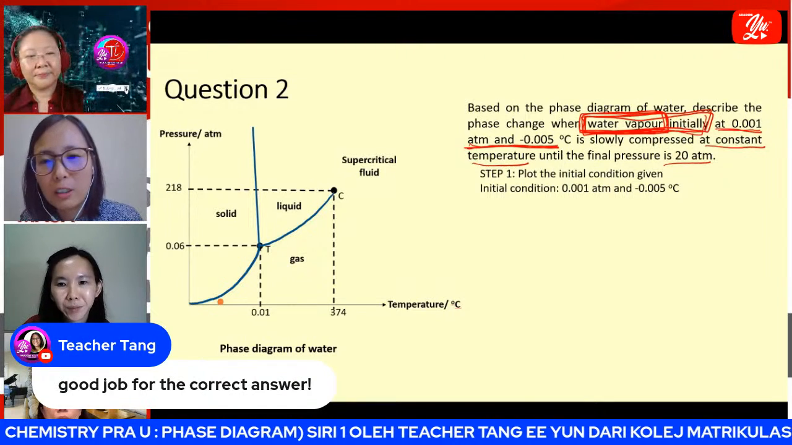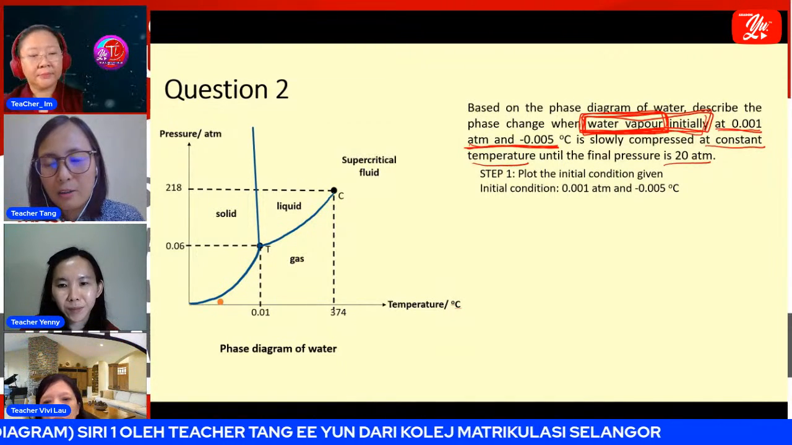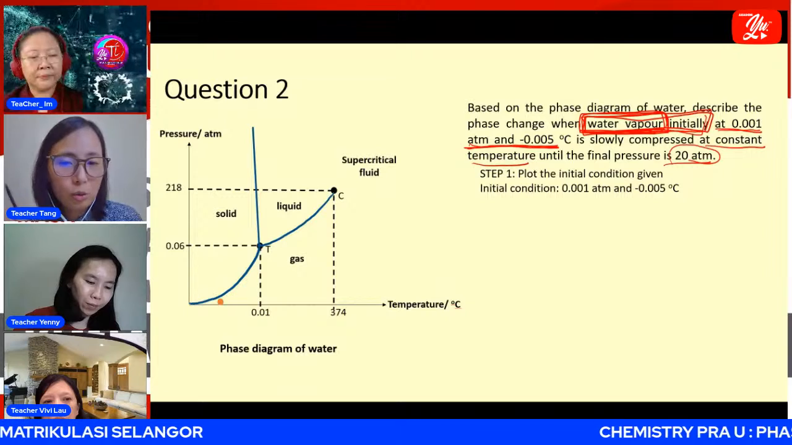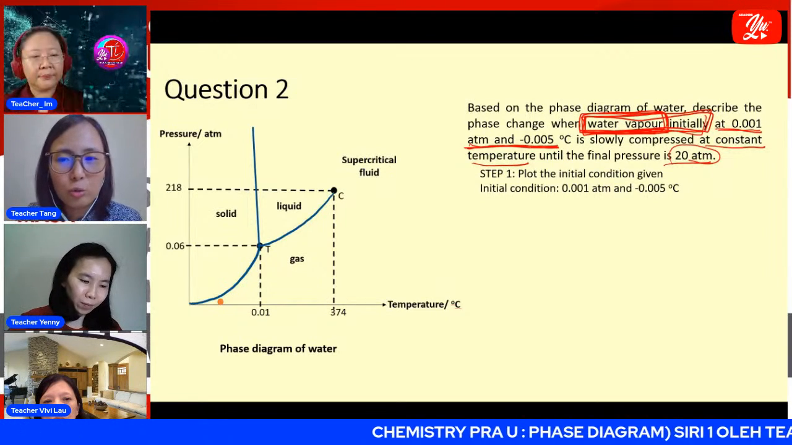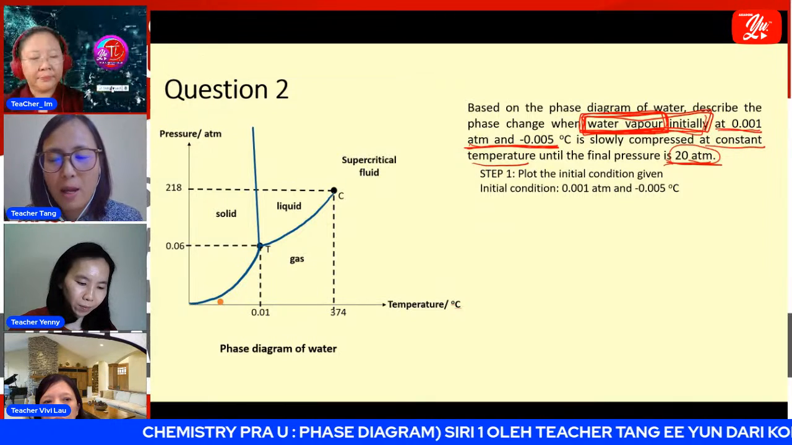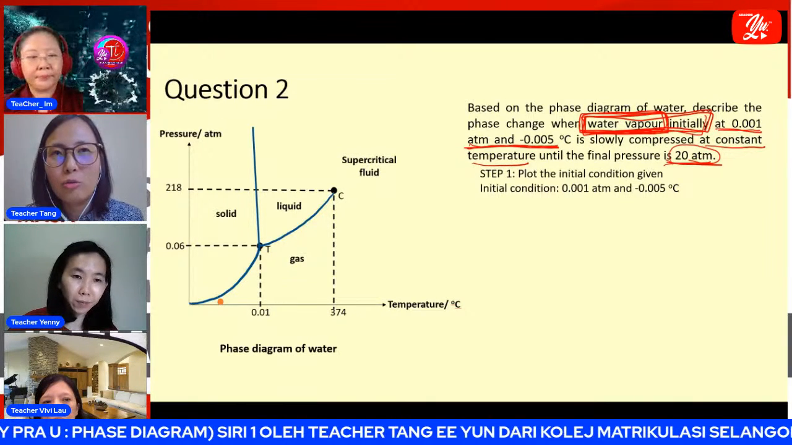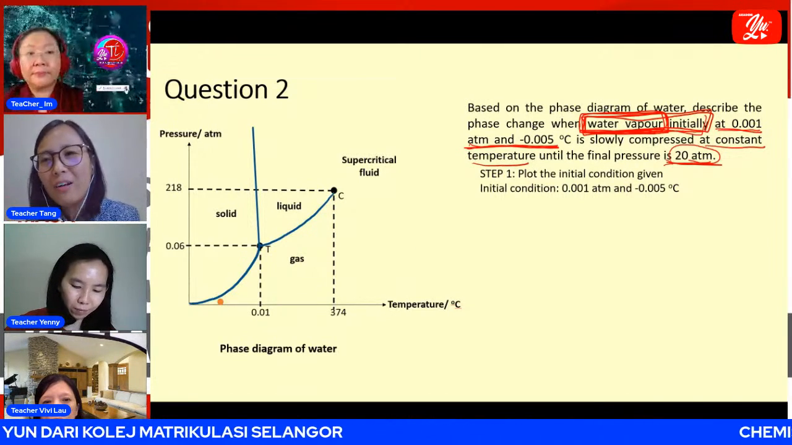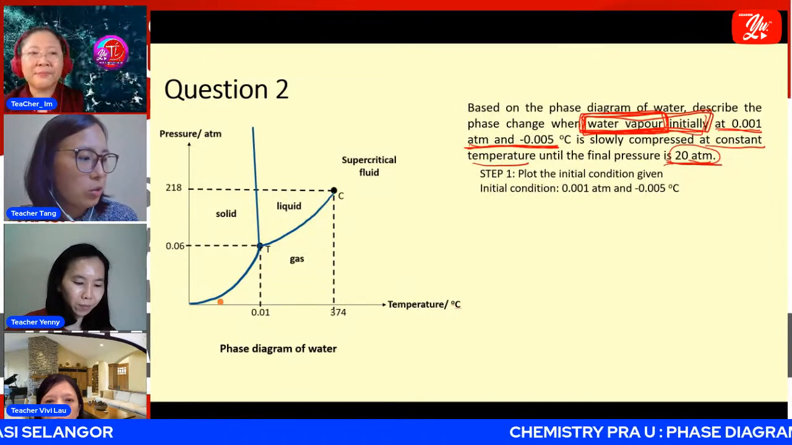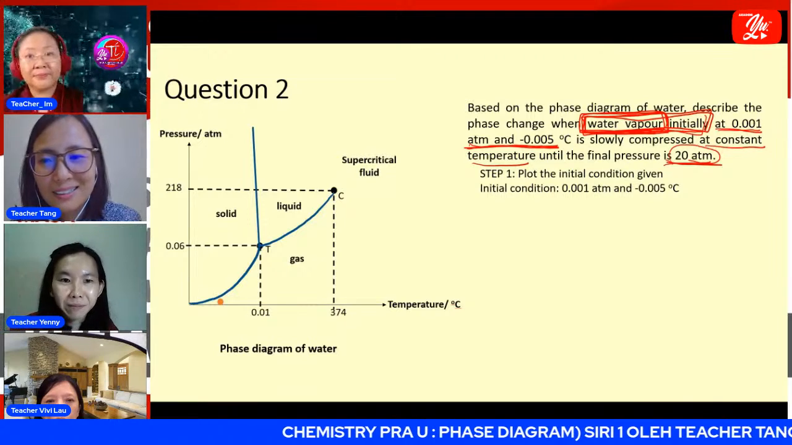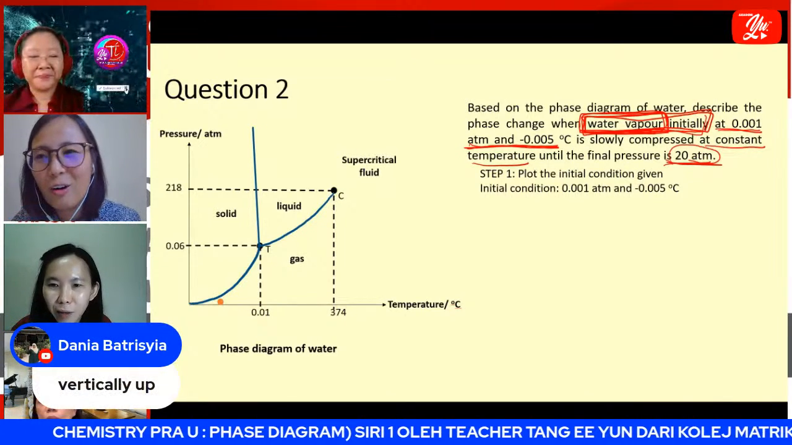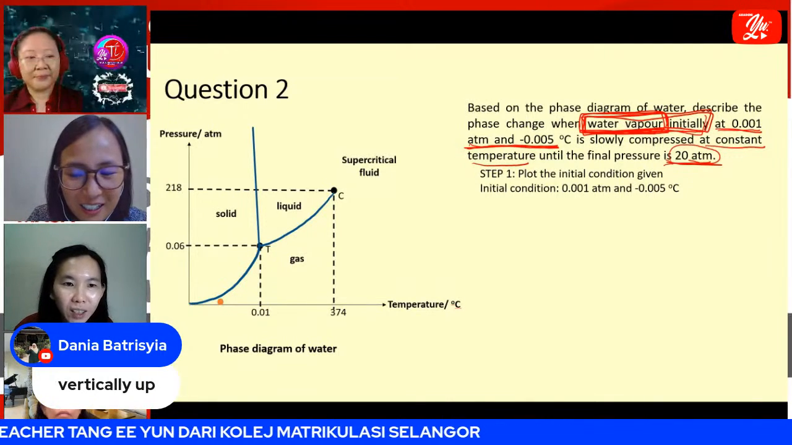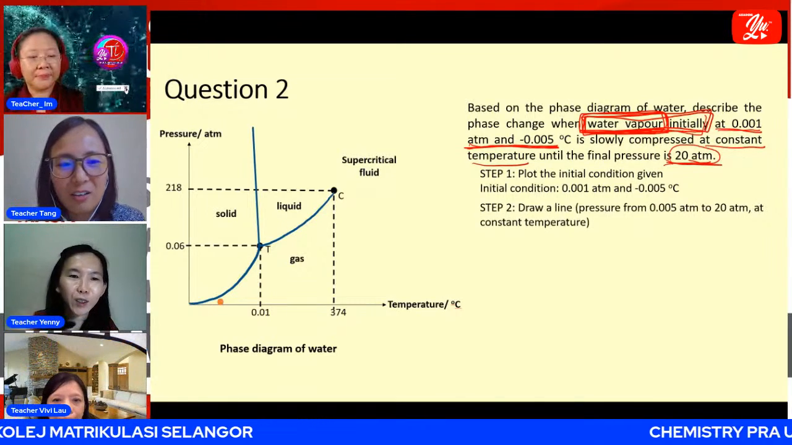You plot the initial condition, and then the question says the final pressure is 20 atm. So in step number 2, you need to draw the line to 20 atm. How should you draw the line? Vertical up, vertical down, horizontal to the left, horizontal to the right? Which one do you need to draw? Class, anybody want to answer my question? Give them some time to answer. Okay, draw a vertical line, vertically up. Good.